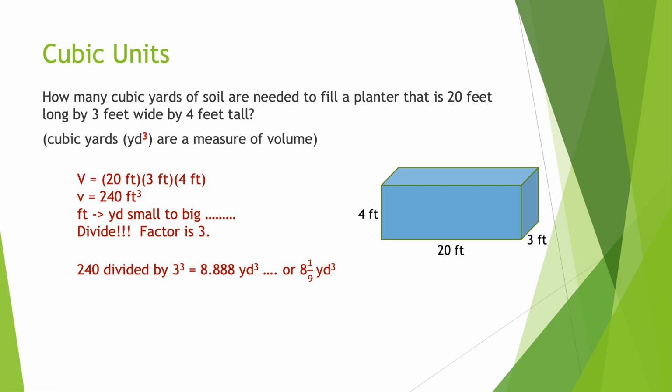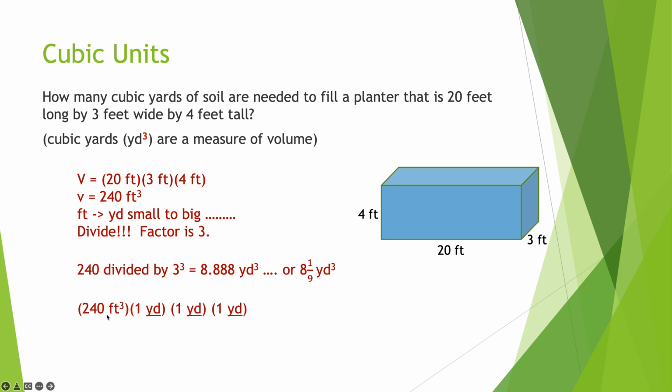Okay, so again, I went from feet to yards. A foot is smaller than a yard, so it's small to big, so I have to divide, and the factor is 3. But because it's feet cubed, I have to do a factor of 3 cubed, which is 27.